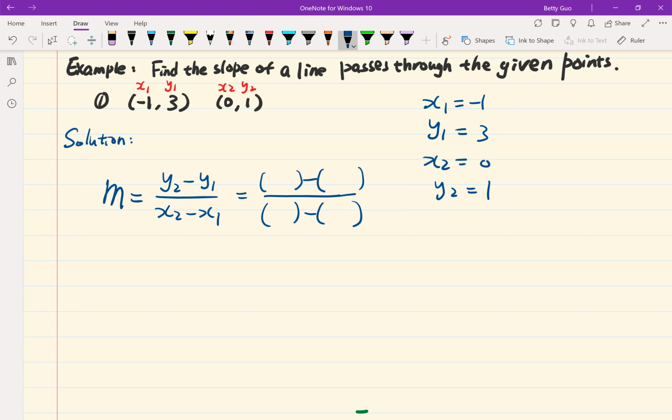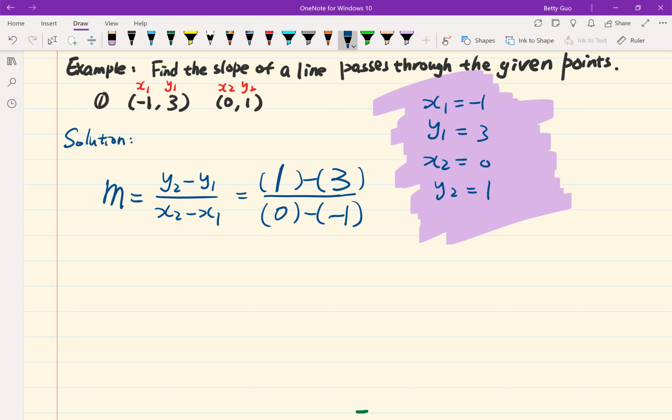The first parenthesis in the numerator, that is y sub 2, right? You have those values right here in the purple. Tell me, what is y sub 2? Y sub 2 is 0? In the purple? Yeah, y sub 2 is 1, okay? What is y sub 1? 3, yeah, okay, put a 3 here. What is x sub 2? 0. What is x sub 1?